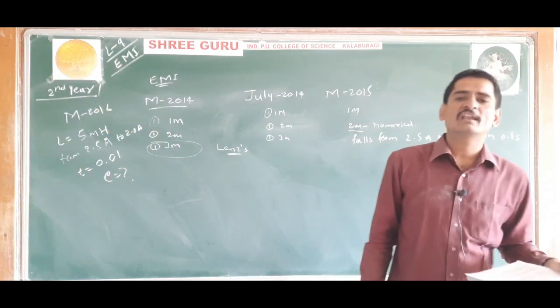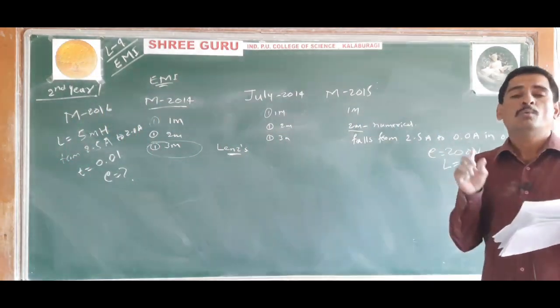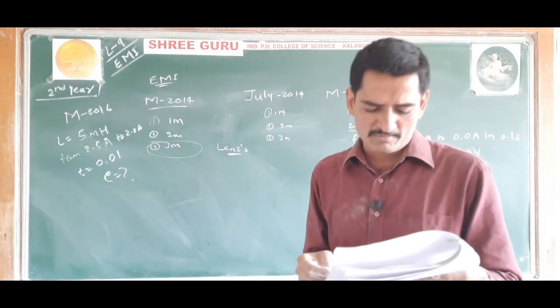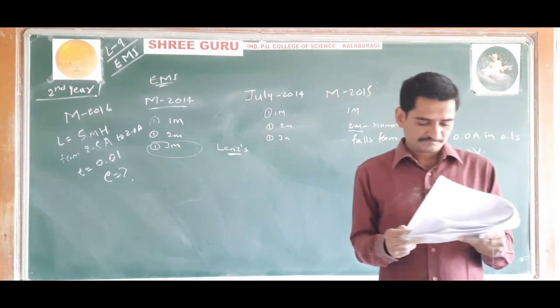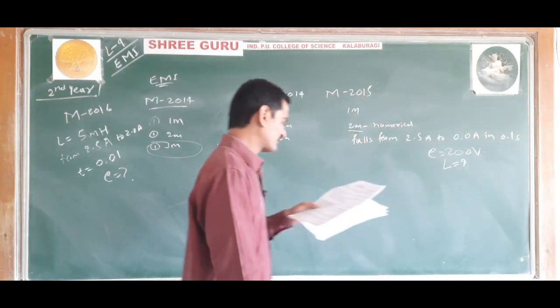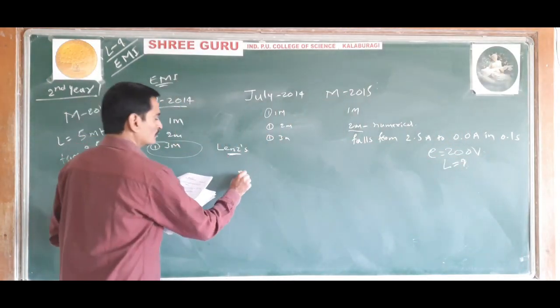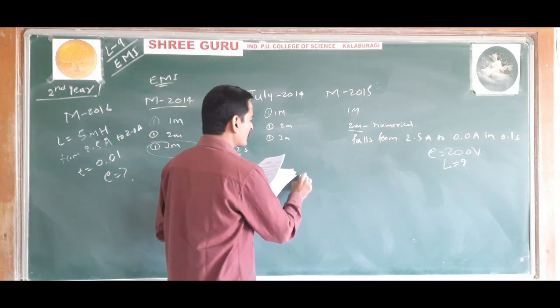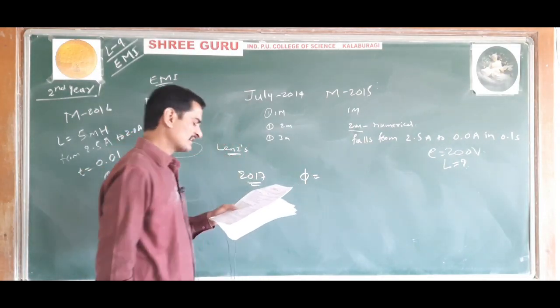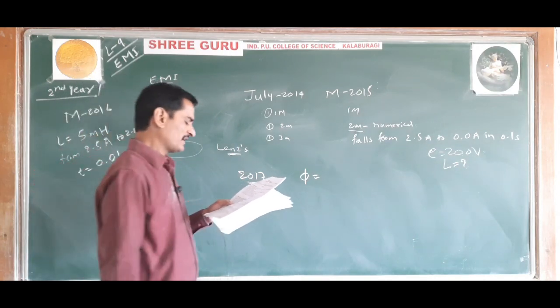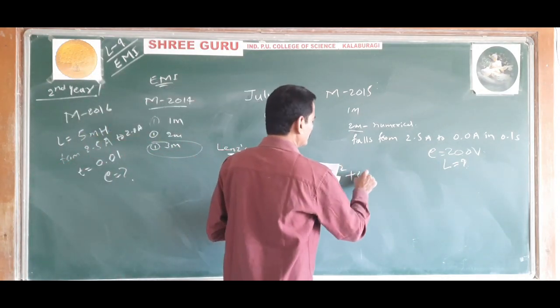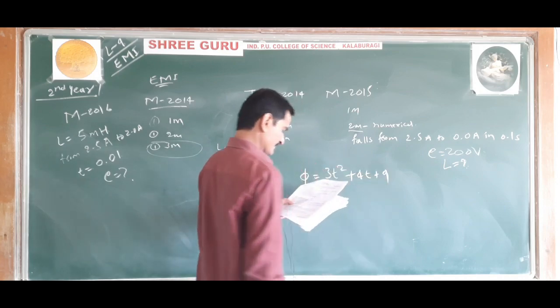What is motional electromotive force? That is a 1 mark question. And a 2 mark question, 2017: The magnetic flux linked with a coil varies as phi is equal to 3t square plus 4t plus 9.